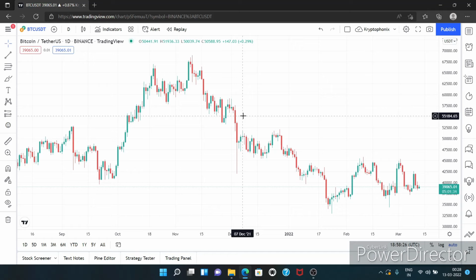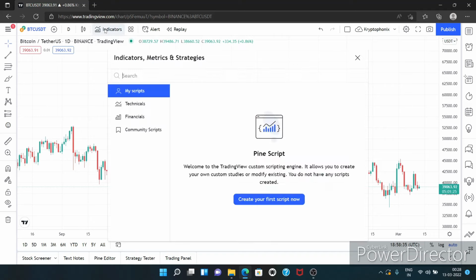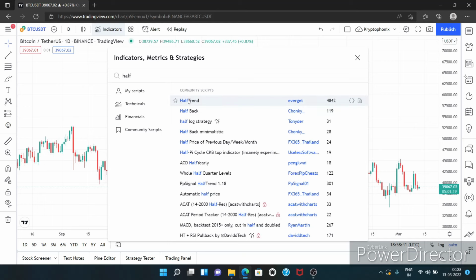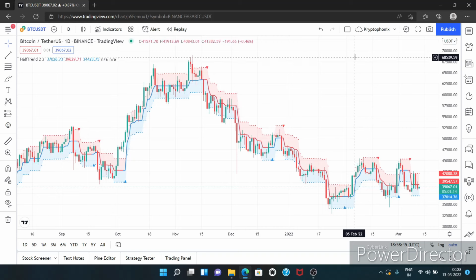Today we'll be discussing a swing trading strategy using the HalfTrend indicator. This right in front of us is the Bitcoin daily chart. The very first thing we'll do is insert HalfTrend. This is the indicator we'll be using today. We will be making some changes.